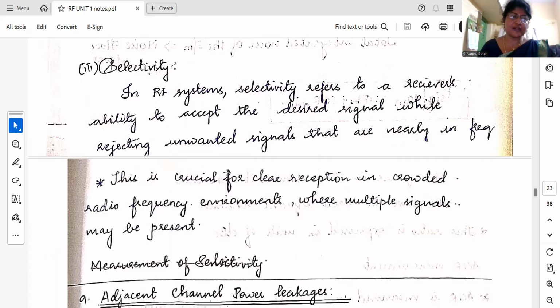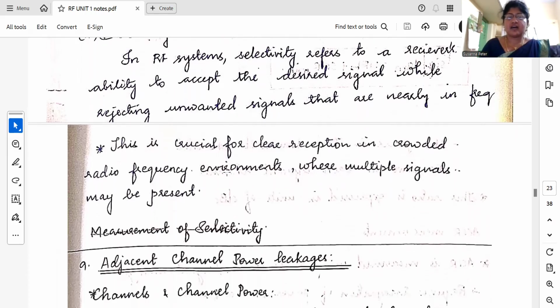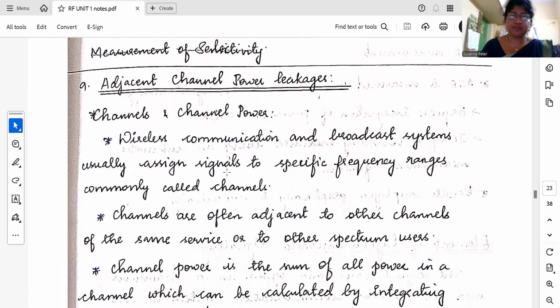Finally, to conclude, selectivity is all about how well your RF system can focus on the signal you want and ignore the ones you don't want, especially signals a few kilohertz or megahertz away. I hope you are clear with the concepts of selectivity, average value, sensitivity, RMS value, and stress factors. Now, about adjacent channel power leakage.